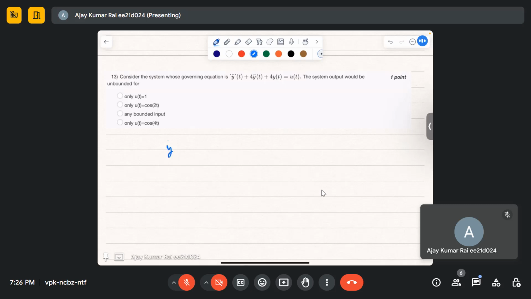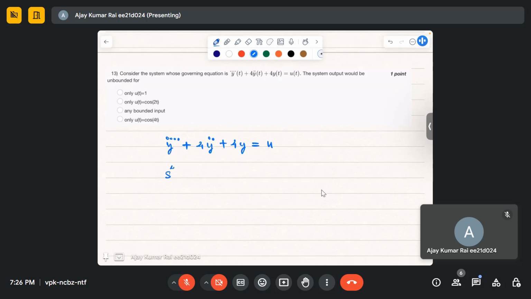Let me write the equation: y'''' + 4y'' + 4y = u. Let me first take the Laplace transform. It will be s^4 Y(s) + 4 s^2 Y(s) + 4 Y(s) = U(s). So Y(s) is U(s) divided by s^4 + 4 s^2 + 4.